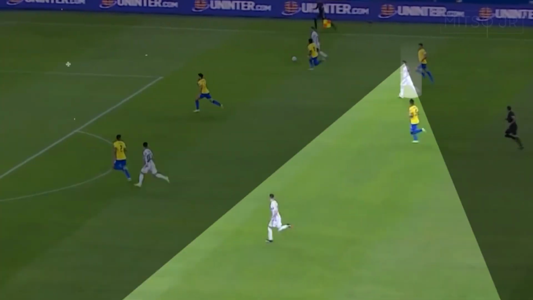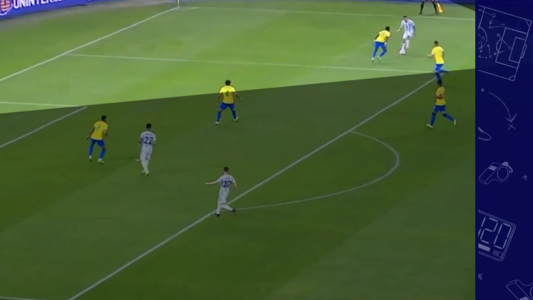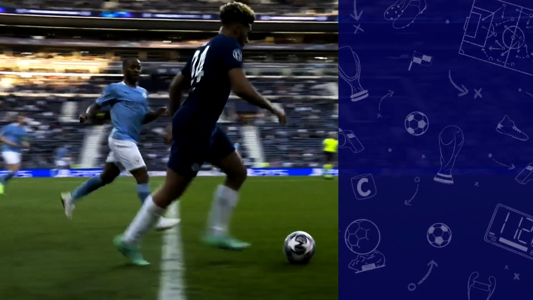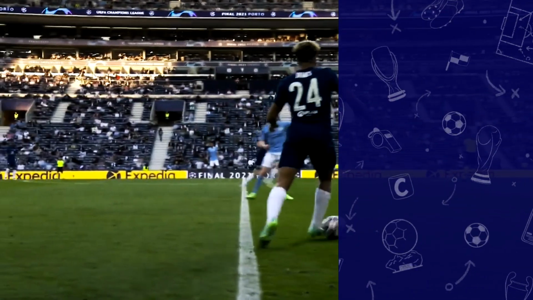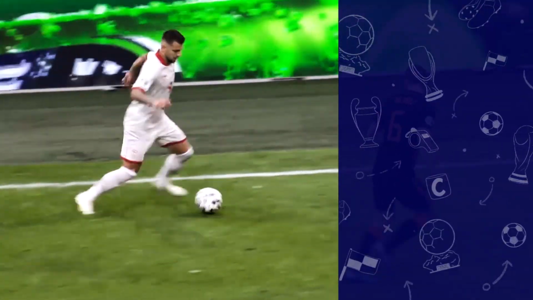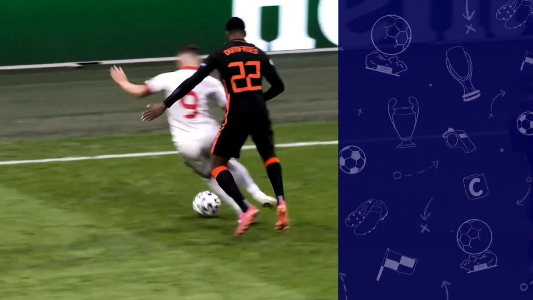So how do you figure out the possible passing options when you own the possession of the ball? Well, you need to learn how to scan the pitch with the ball. Luckily, I've made a full video on raising the head while owning the possession, and you can watch it by clicking on the screen right now.